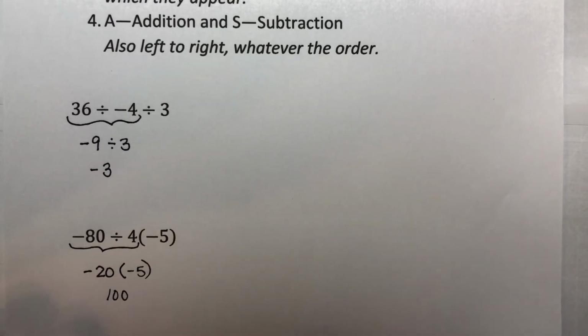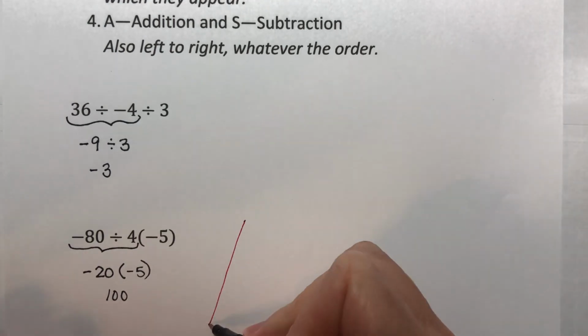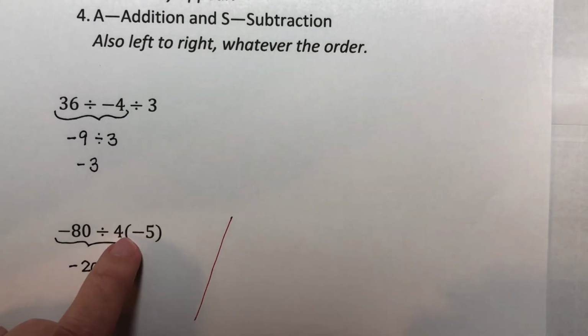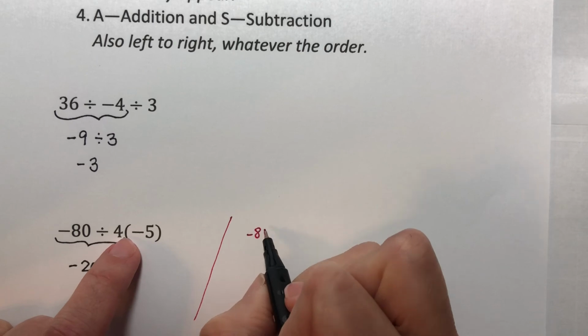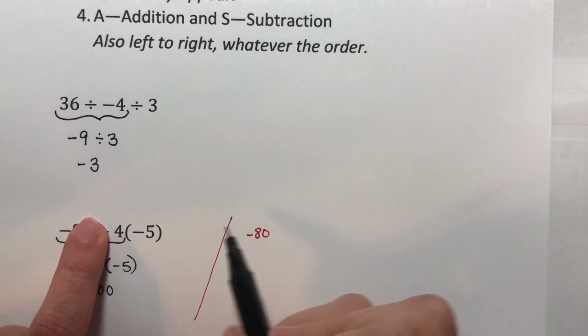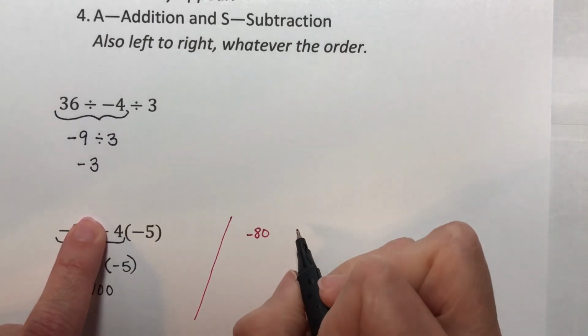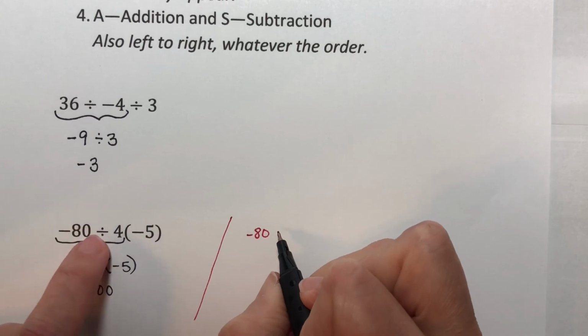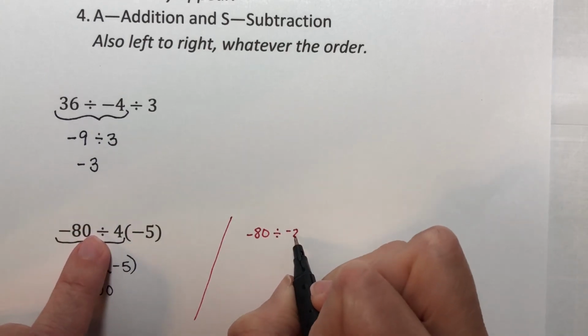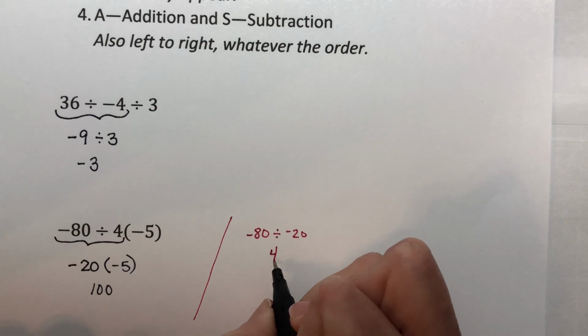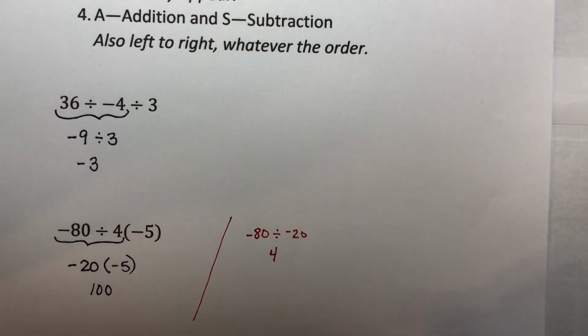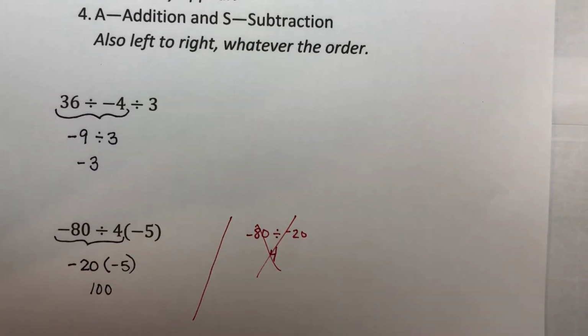Now, just as a warning, if I had done it the other way, just to show you that it makes a big difference, if I had messed up and I had done this multiplication first, 4 times negative 5 would be negative 20, so this would be negative 80 divided by negative 20. That gives me a positive 4, which is definitely not 100. So that's the mistake you want to avoid.